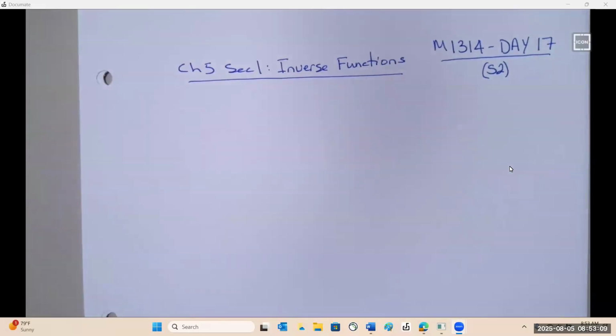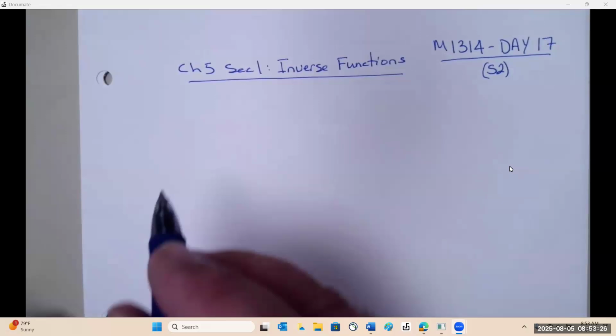We needed to know composition of functions in order to find inverse functions. Okay, then you could ask me, what's an inverse function? Have we talked about inverse functions before? Have we done anything with inverse functions? Yes, we have.